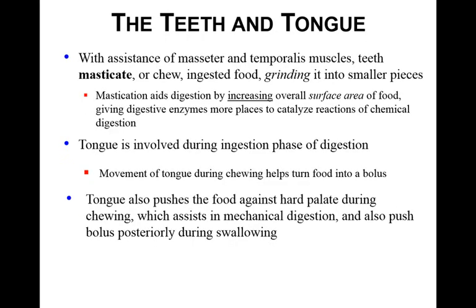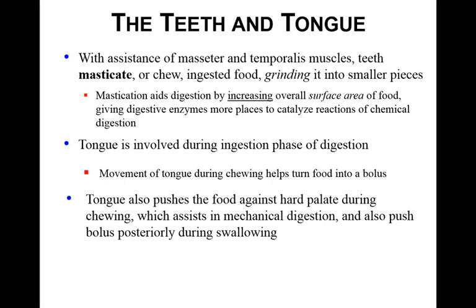All right, teeth and tongue. This is going to do mastication, which is chewing. So along with the help of some muscles, the masseter and temporalis, the teeth are going to chew food. They grind it into smaller pieces, and again, this is called mastication. This helps in digestion by increasing the surface area of the food, which gives those enzymes more places to perform those chemical reactions. It helps catalyze those chemical reactions.